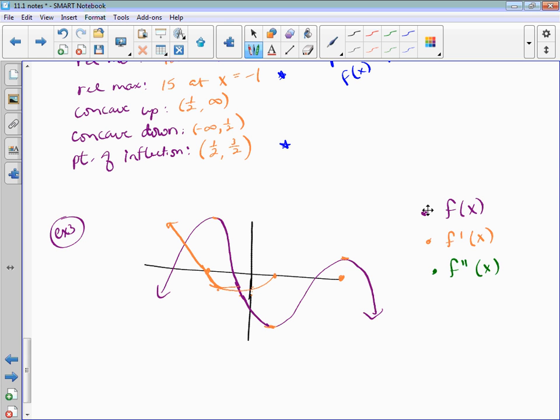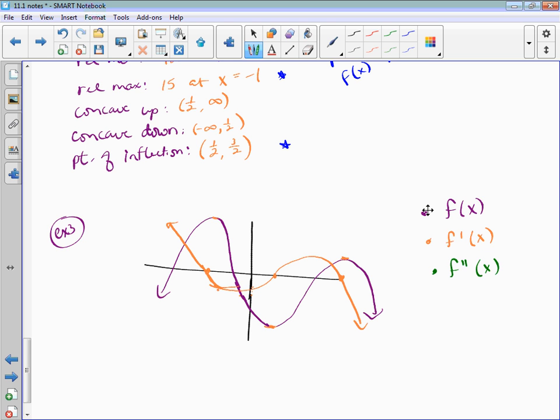Can't draw it. Okay. And then what's happening between my minimum and my second maximum? Increasing. So what is my graph going to do from this orange dot to the last orange dot? That's going to be above the x-axis. Okay. And then what about after that? Going down, right?